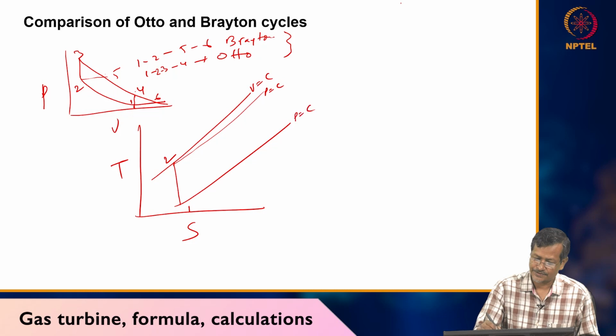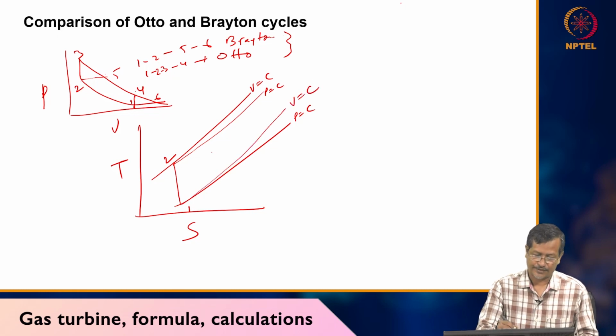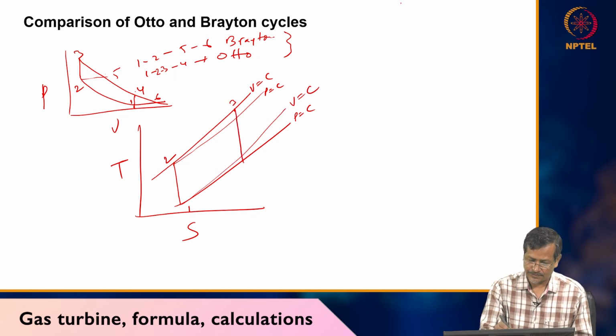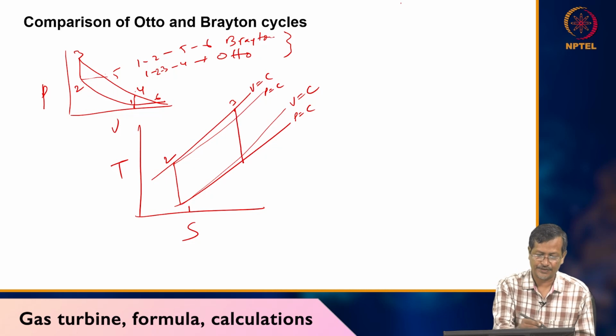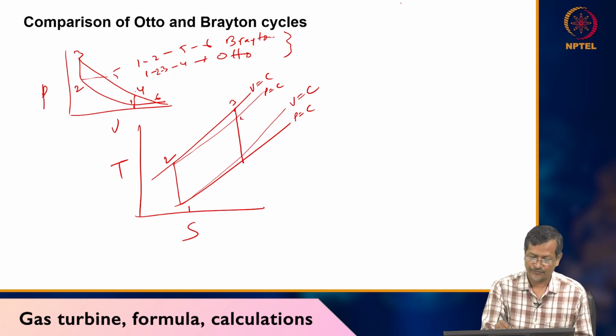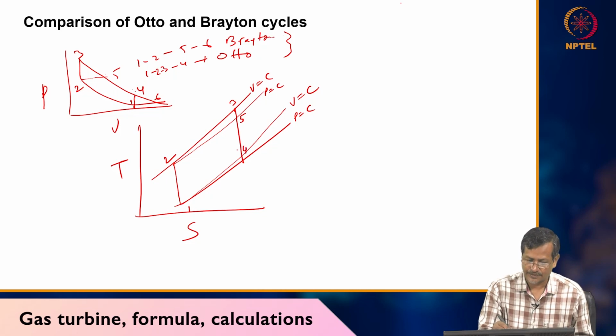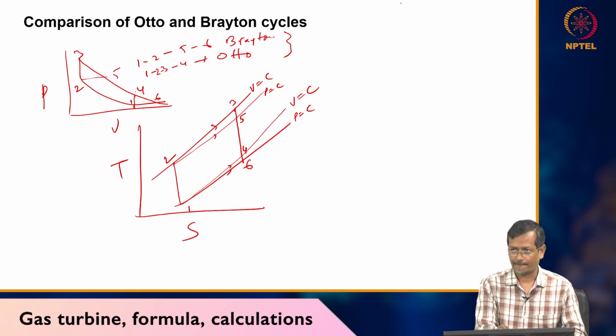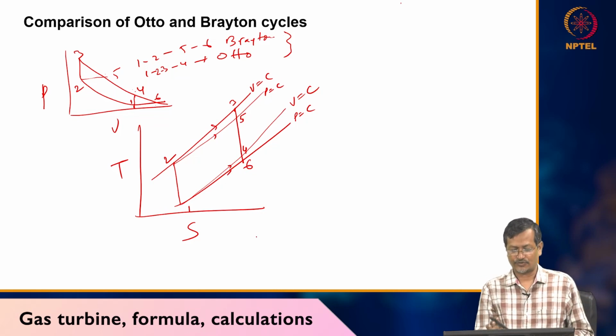So this is P equals C, V equals C, then okay, so 2 to 3 is your volume constant, and 2 to 5 is your pressure constant, and 1 to 4 is volume constant, and 1 to 6 you can see your pressure constant. Okay, so this way you can draw your figures. So you can just draw a comparative figure in the TS diagram.